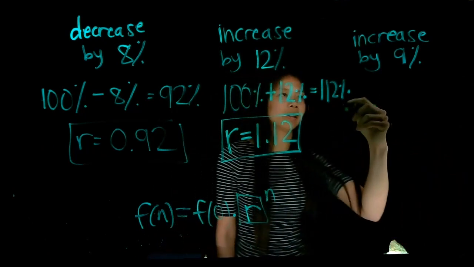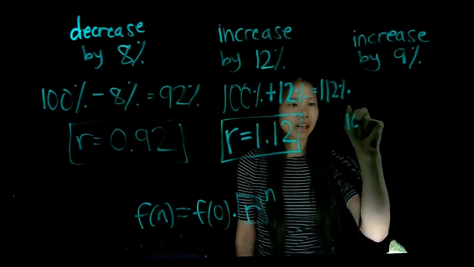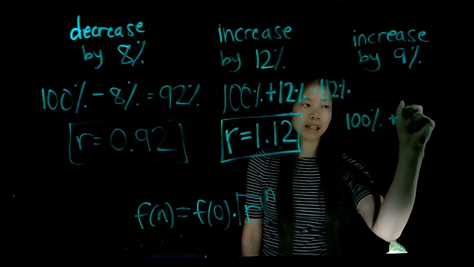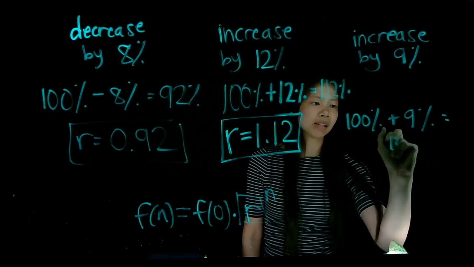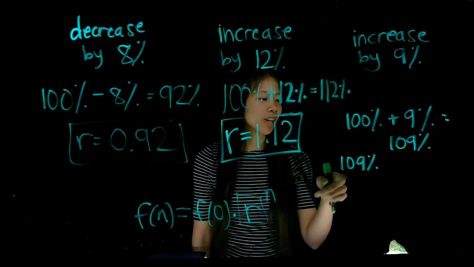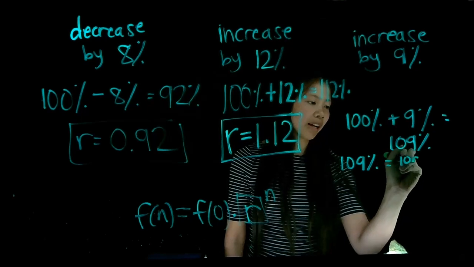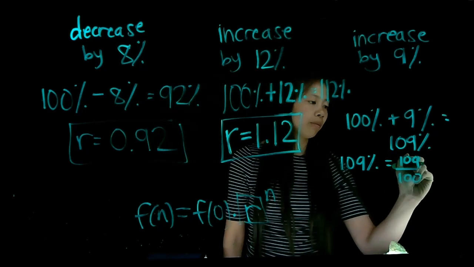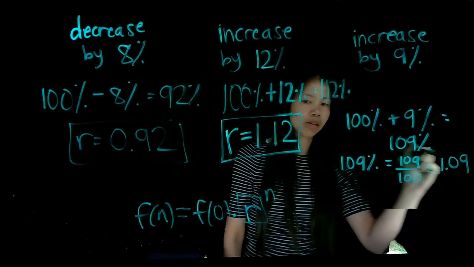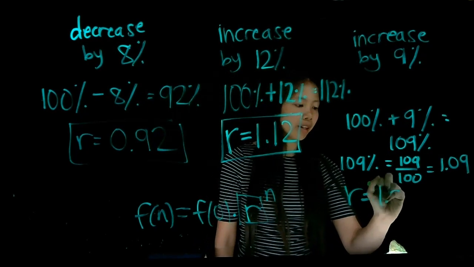For this last example here, we're increasing by 9%, so we keep 100% of what we have, and we're gaining 9% more, which is the same as 109%. 109% is the same thing as 109 out of 100, because percent means per 100, and that's the same as 1.09. So our multiplier here is 1.09.